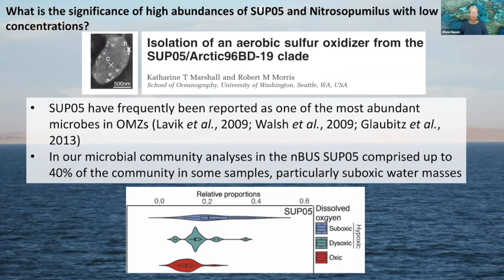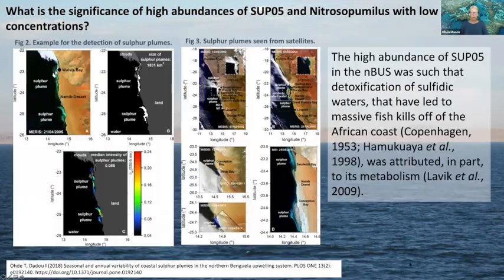And in our NBUS samples, we would agree with that, right? Our analysis revealed that SUP05 was up to 40% of the microbial community in some samples, particularly the suboxic water masses. That's what this is showing here. These are relative proportions, and you can see that SUP05 abundance decreases with increasing oxygen, but that it's always very abundant. So why does that matter?